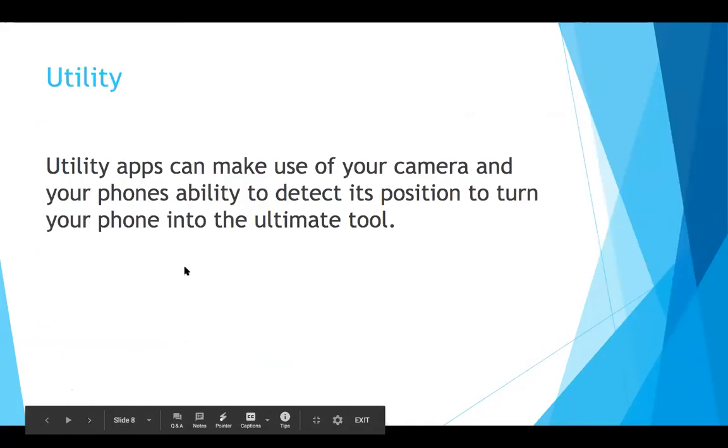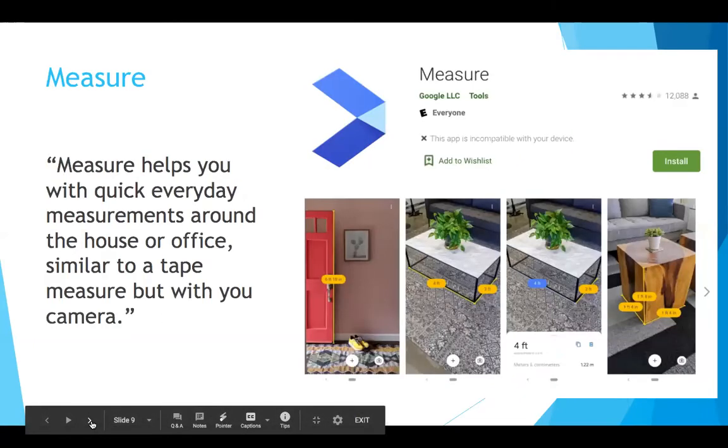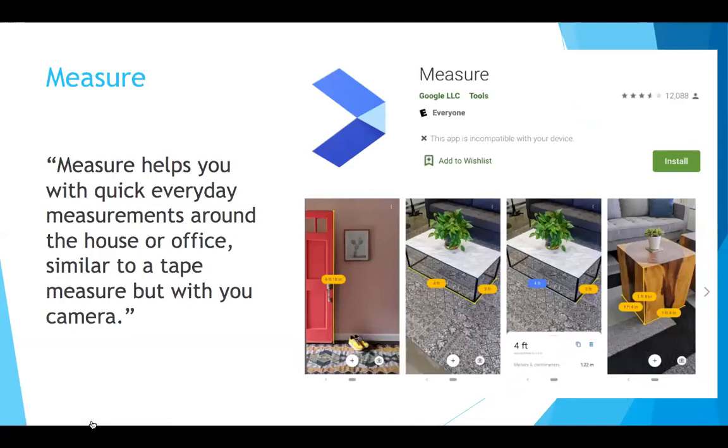Our first category we're going to go into is utility. Utility apps take your phone's camera and use it to detect its position to turn your phone into the ultimate tool. Measure is one such app, and Measure basically helps you with quick everyday measurements. As you can see, they're measuring the length of a door, the width of a table. And it's very, very useful. It's basically your own portable tape measure, but you simply use the camera.